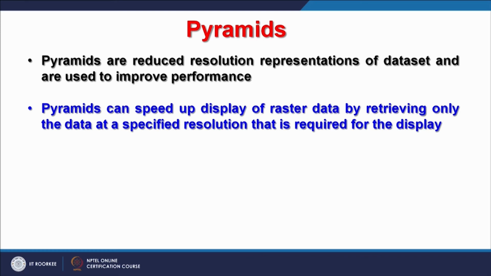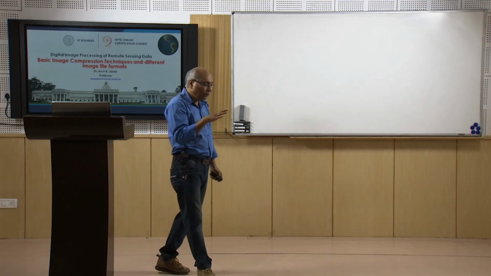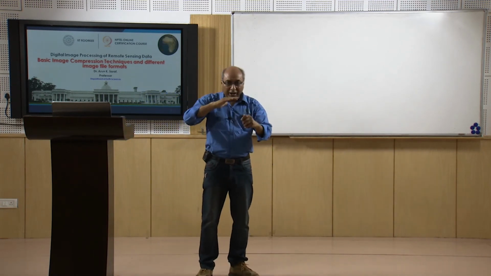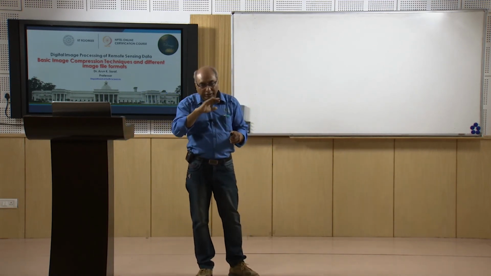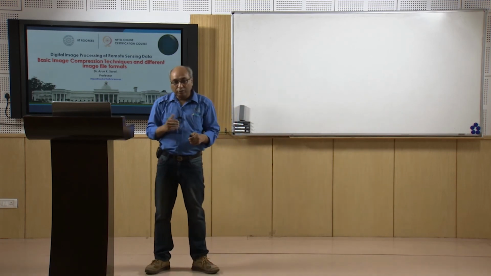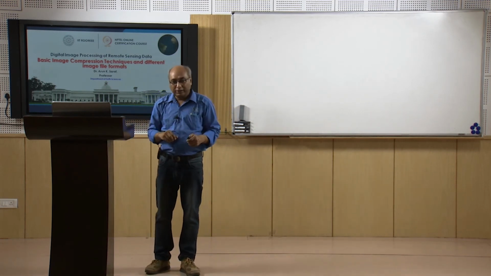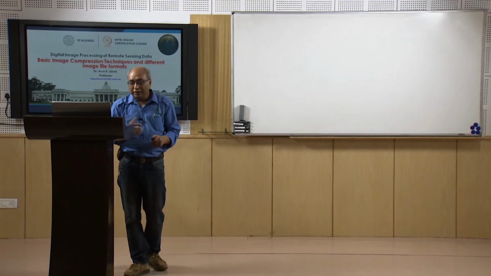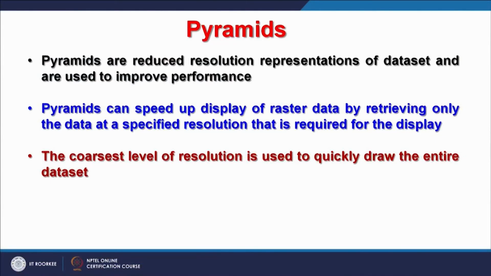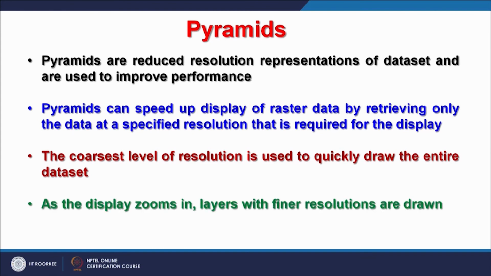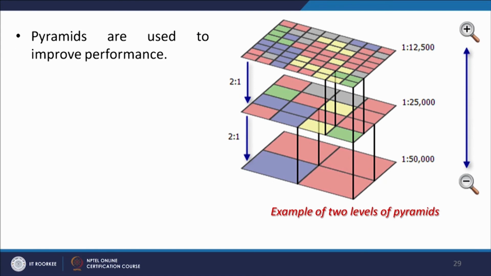If I am looking in the middle of that thing, that means in the parameter I am in the middle, I will see only the middle resolution image, not a high resolution image at the middle stage. So the coarsest level of resolution is used to quickly draw the entire data set on the display. As the display zooms in, layers with finer resolutions are drawn.